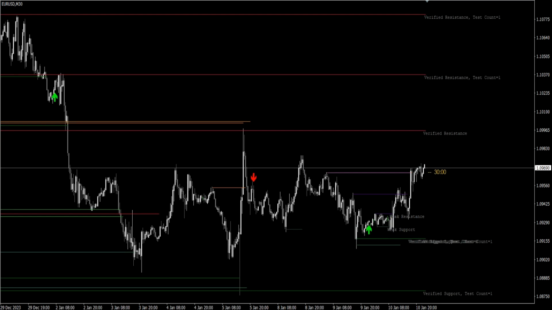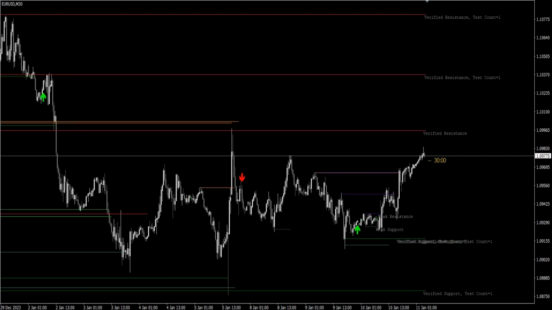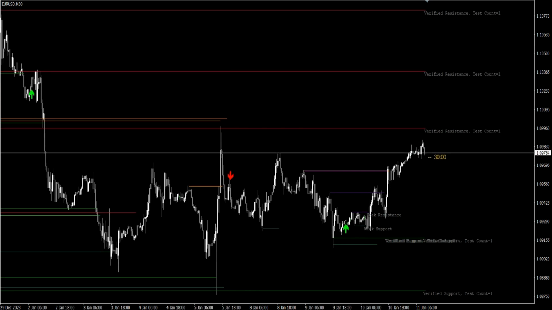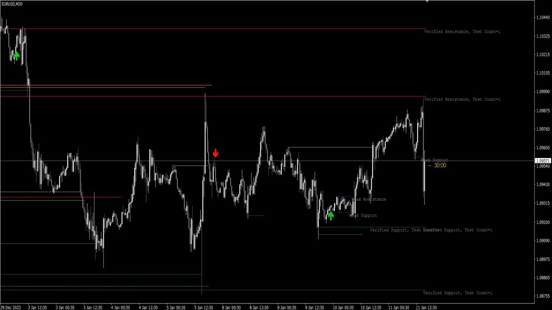Today I'm excited to introduce you to a top-notch best Forex super signal MT4 indicator. Now let's take a look at the trading rules for this indicator.